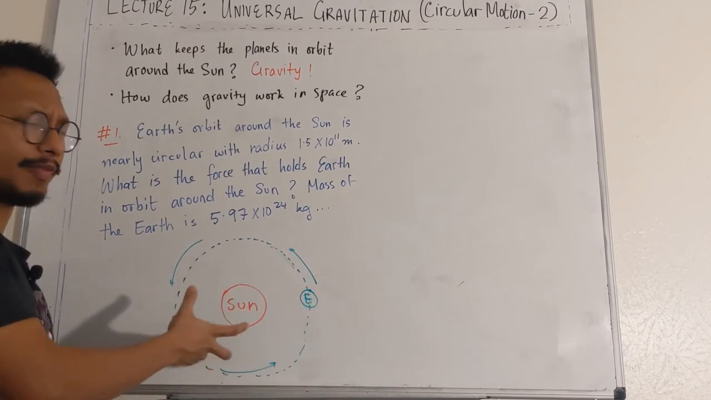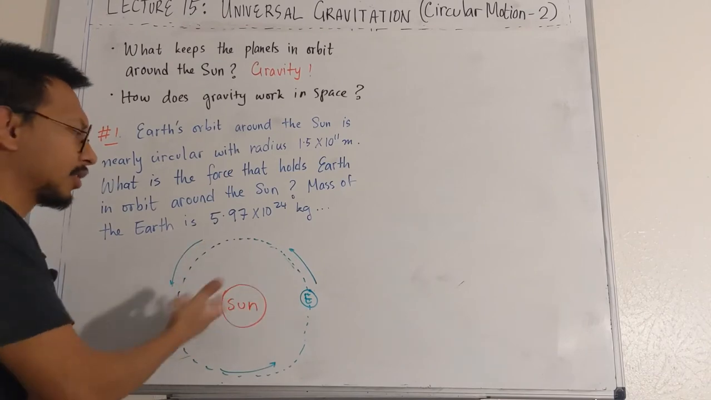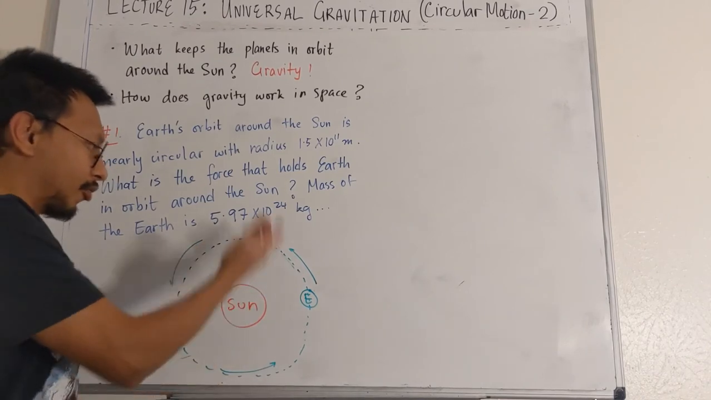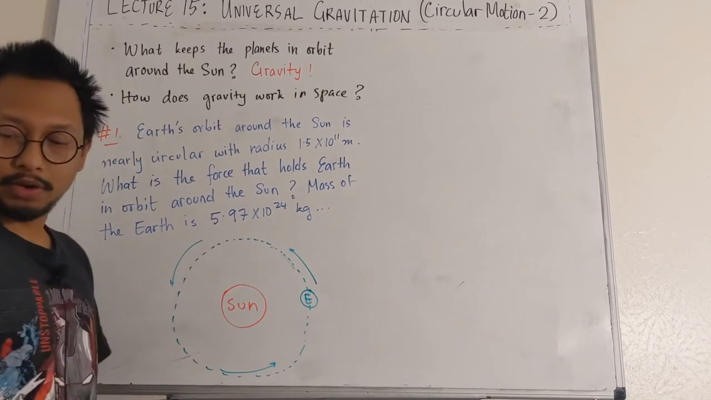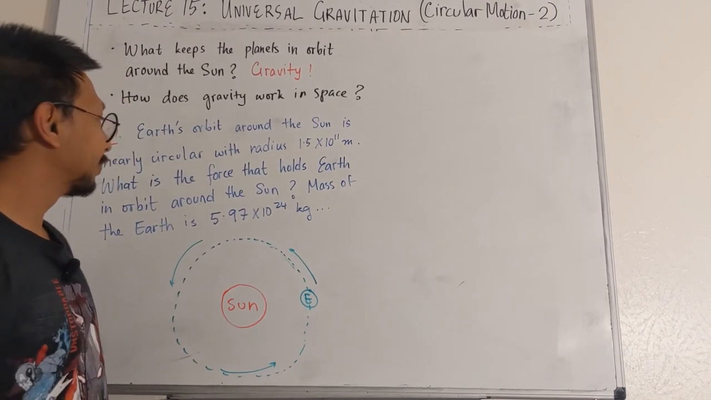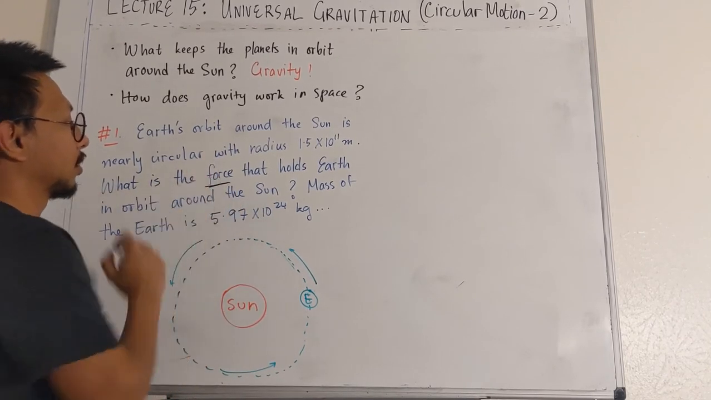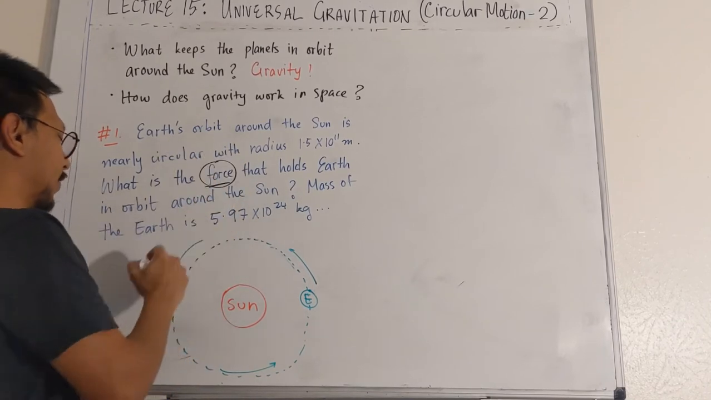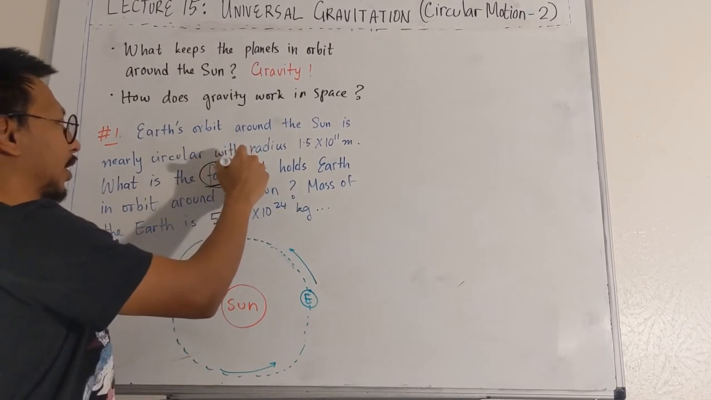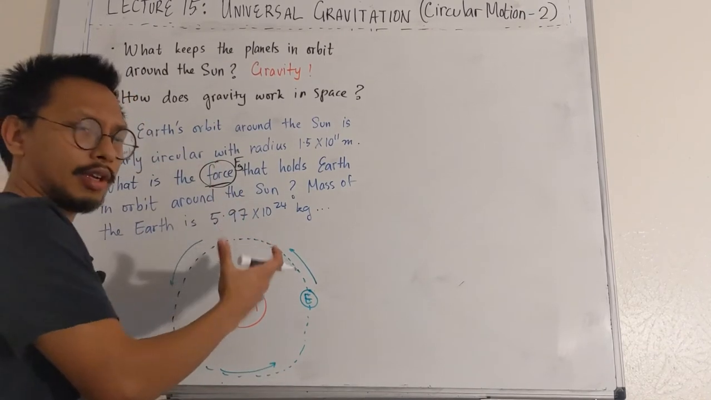And this is a very simple visualization of the Earth going around the sun in its nearly perfect circle, and my ability to draw a circle is also nearly as good. The main goal of this problem would be to find the force that holds the Earth around the orbit. So we want to find this force of gravity that the sun exerts on the Earth to hold it in orbit.